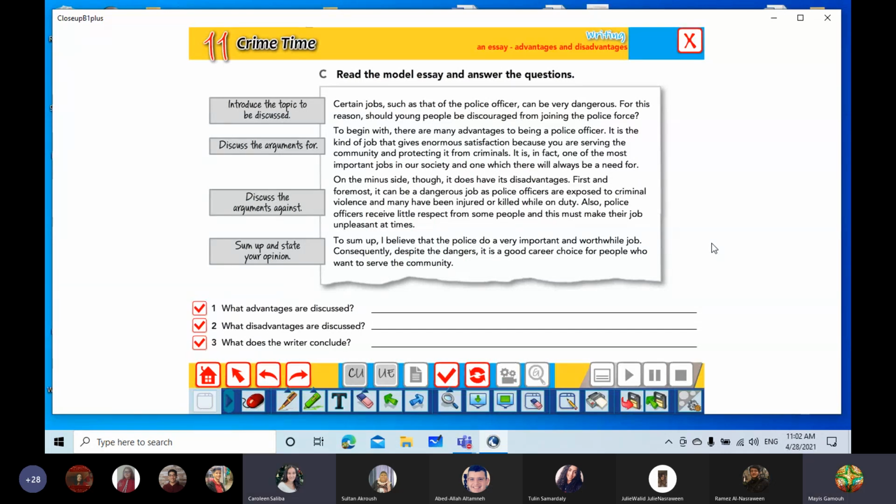Okay, teacher. To sum up, I believe that the police do a very important and worthwhile job. Consequently, despite the dangers, it's a good career choice for people who want to serve the community. Thank you. It's a good career. What's the meaning of career? The job. Thank you, dear. Okay, let's go to exercise or question number 1.